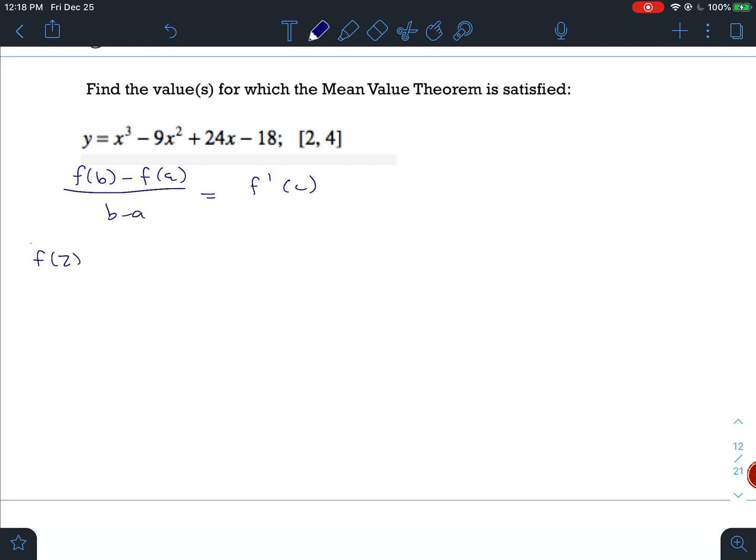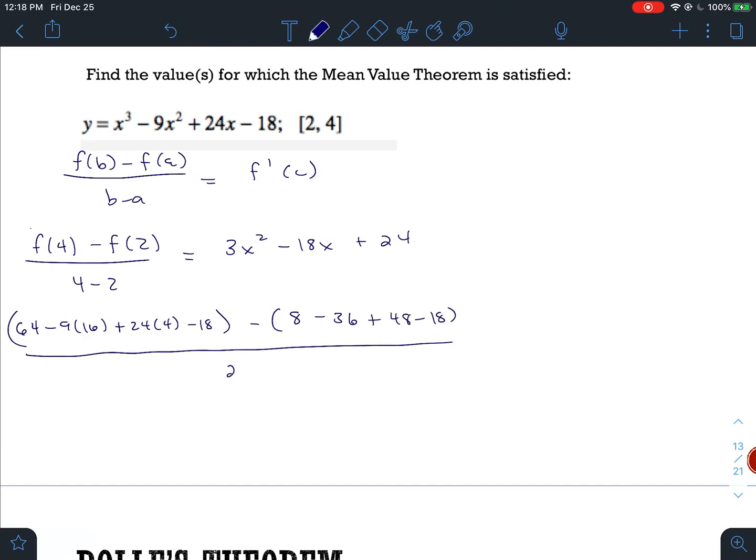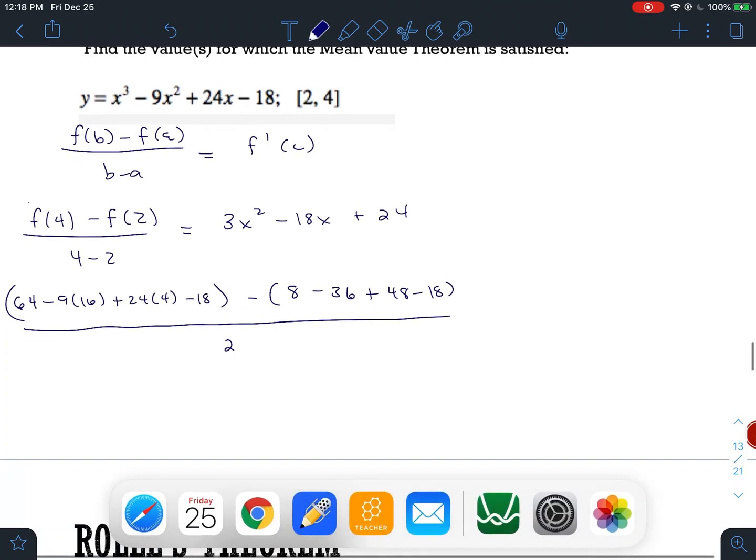All right, so let's plug in 4 first. It'd be f at 4 minus f at 2 over 4 minus 2. And we want to show that that's equal to the derivative. And the derivative is 3x squared minus 18x plus 24. So f at 4 is going to be 64 minus 9 times 16 plus 24 times 4 minus 18. Then minus f at 2 would be 8 minus 36 plus 48 minus 18, and then all over 2.